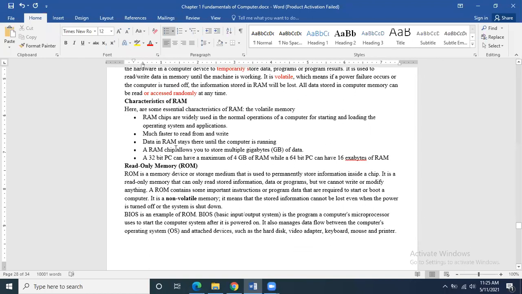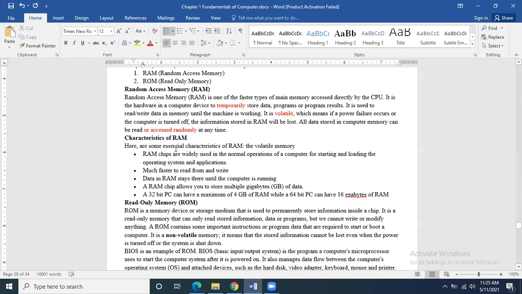So what are the characteristics? Over here we need to know about the different characteristics of random access memory. What are the different characteristics? Here are some essential characteristics of RAM, the volatile memory.